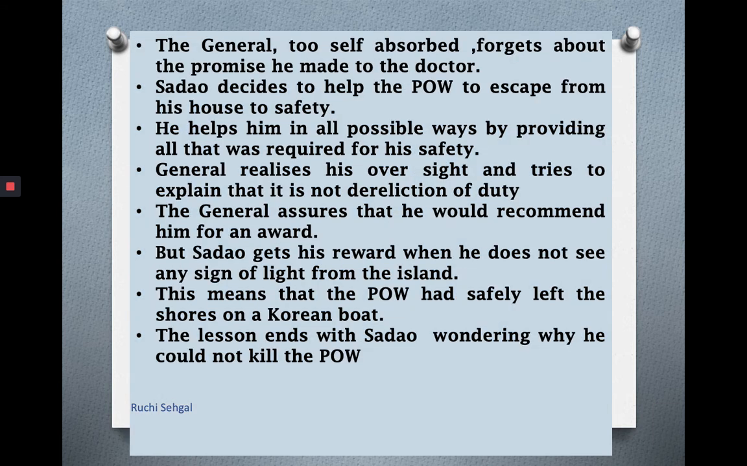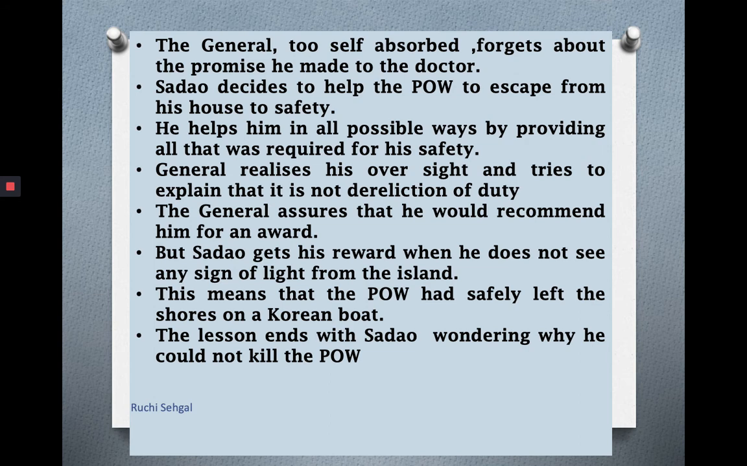But of course, as we have seen in the chapter, the general is too self-absorbed. He forgets about the promise he made to the doctor. He forgets to send the assassins. The doctor and his wife are still going through that turmoil. The wife doesn't know that the doctor has made this kind of an arrangement. Every night, Dr. Sadao waits for the assassins to come, but nothing happens.